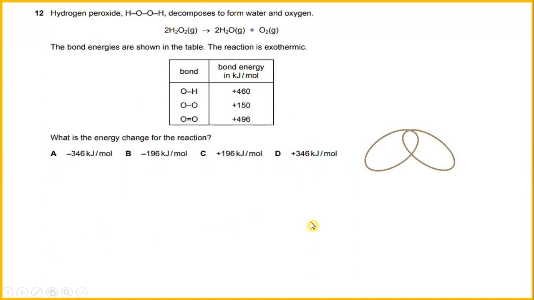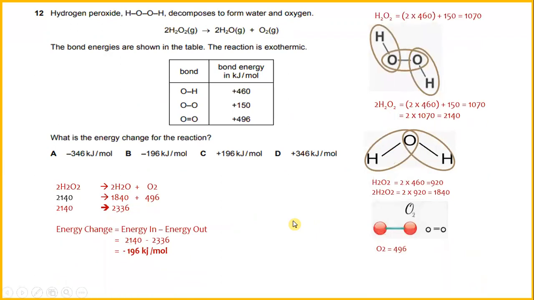Hydrogen peroxide, HOOH, decomposes to form water and oxygen. The bond energies are shown in the table, and the reaction is exothermic. What is the energy change for the reaction? To get this value, you have to break down the bonds. What is the structure of H2O2? You get this structure. From this, you can see the O-H combination, one combination of oxygen and oxygen, and another O-H combination.